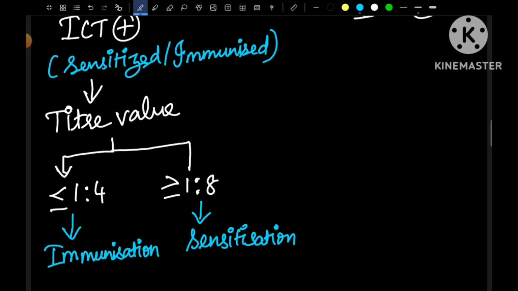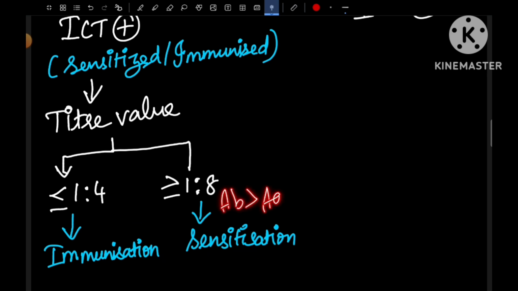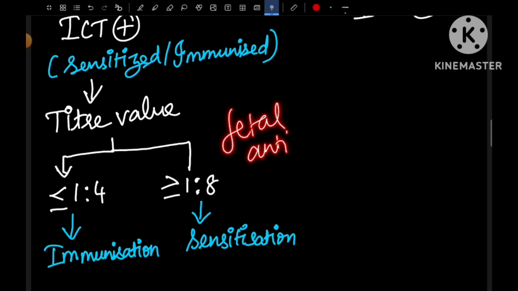Okay, so this concept has to be understood very clearly. If the titer is less than or equal to 1:4, it means immunization has taken place. The antigen has overcome the antibodies. But if the titer value is more than or equal to 1:8, it means antibodies are more than the antigen, and these antibodies are coming to attack the fetal antigens. Okay, it's clearly understood? Yes.